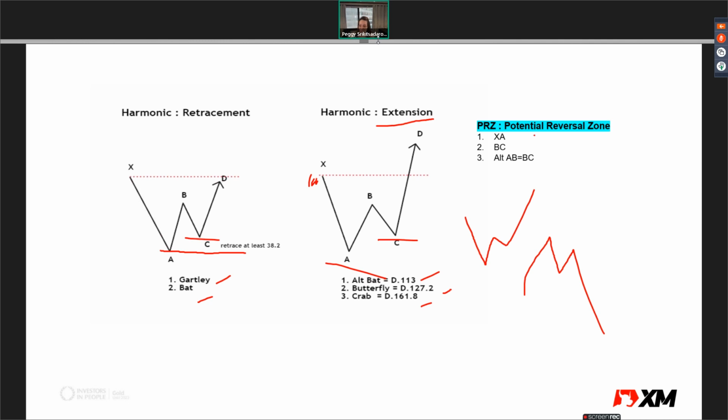So how are you going to find the PRZ, which is the potential reversal zone? You can use either an extension of XA or a BC extension, meaning you extend BC and then you get the D point, or alternate BC equal to AB, equal to BC. So basically for AB, you take the distance from A to B, copy it, and then place it here. Either way works. How we're going to do it, I will show you later.